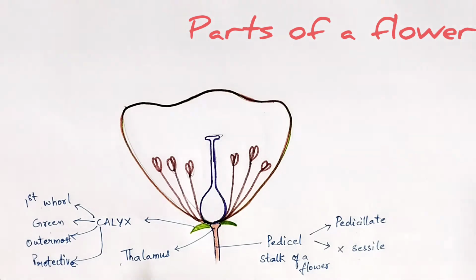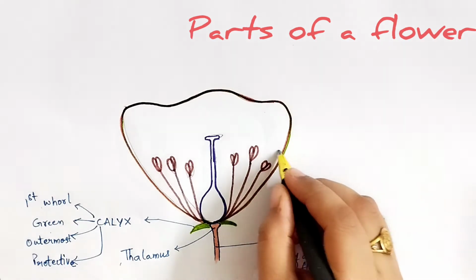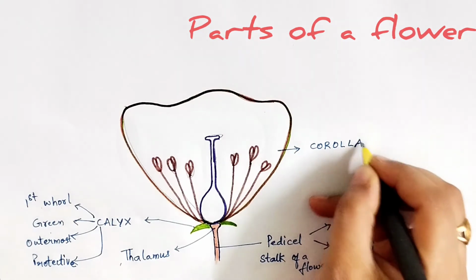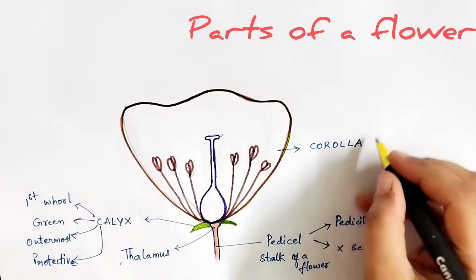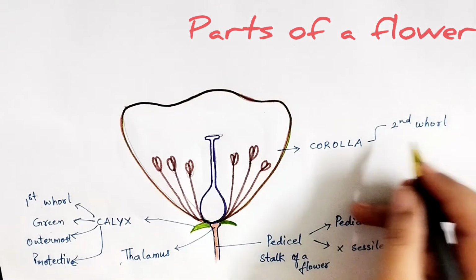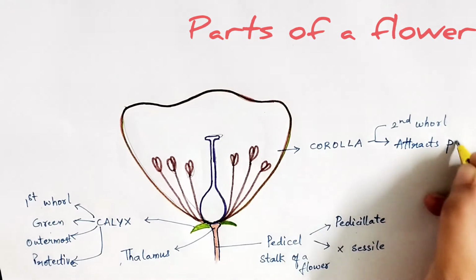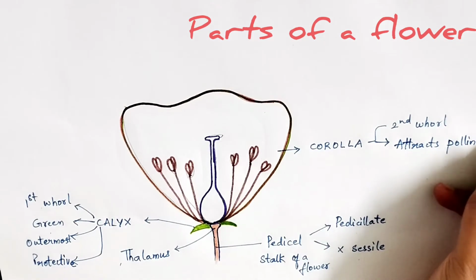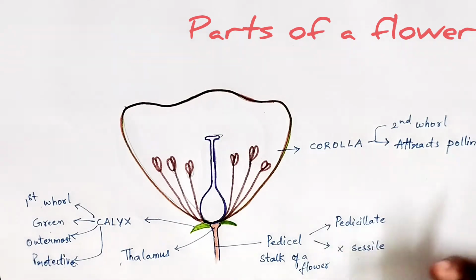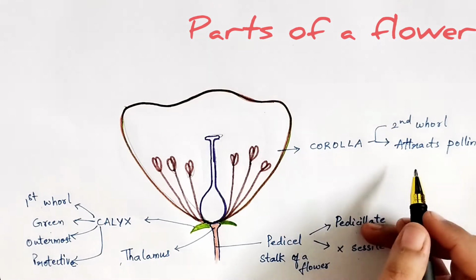Next, move on to the next whorl, that is the corolla. This is the second whorl, and it attracts the pollinators, because it has a bright color and also a good smell. So the corolla will attract the pollinators. This is the second whorl.